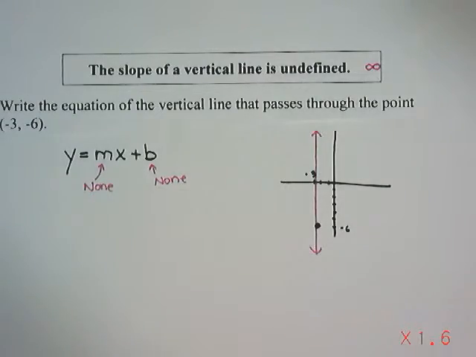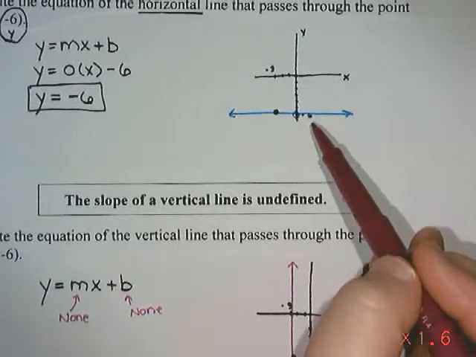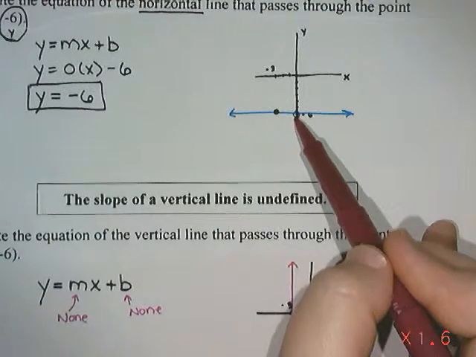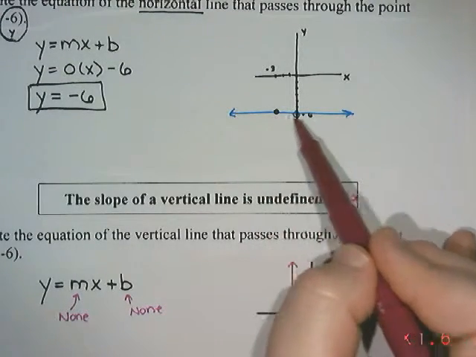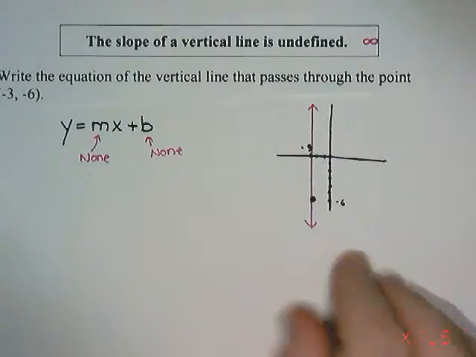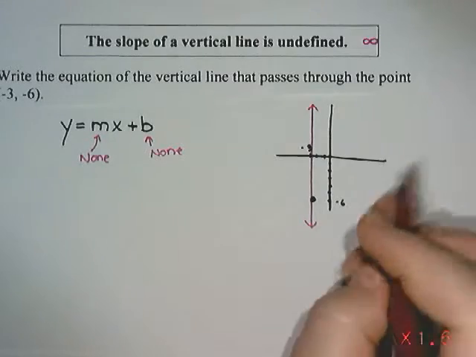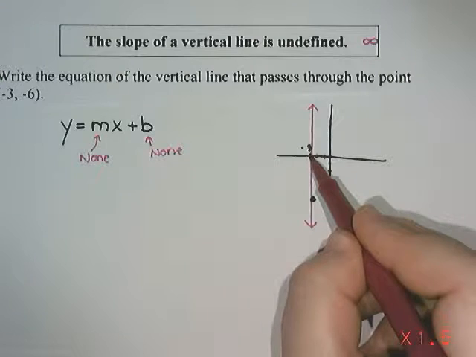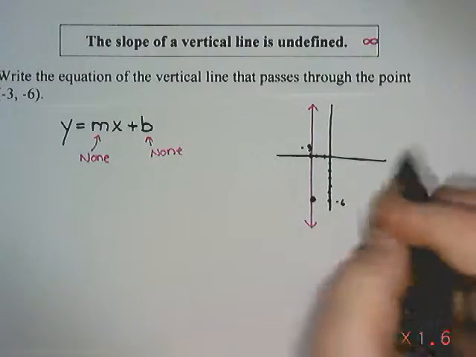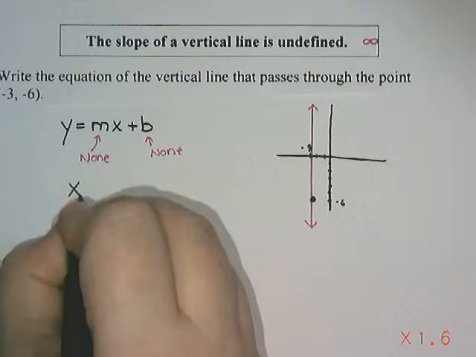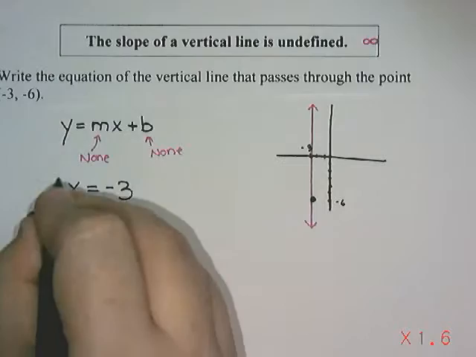So how am I going to write the equation? I can't do it this way. What I do instead is I think about this one, right? It just worked out to be y = -6. It crossed through y at -6. Every single point on that line has a y value of -6, so that's the equation. Here, for the vertical line, it crosses through the x-axis at -3. Every point on this line has an x value of -3. So this is just going to be x = -3.